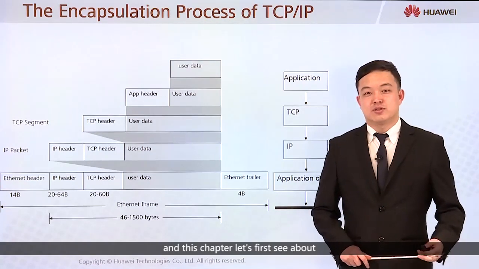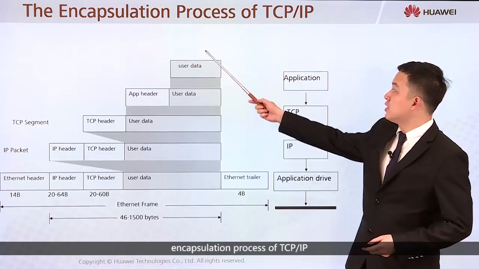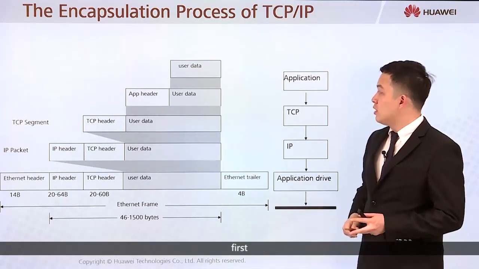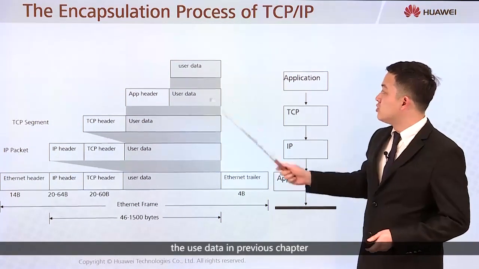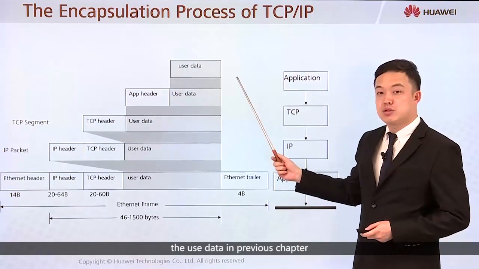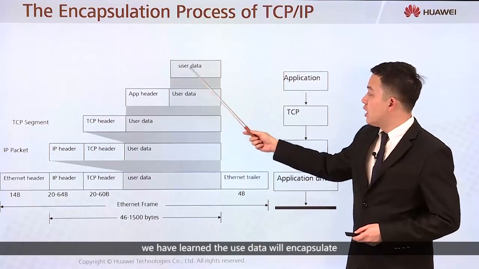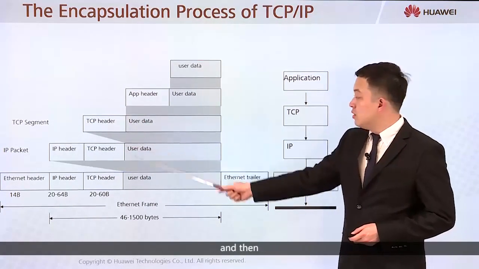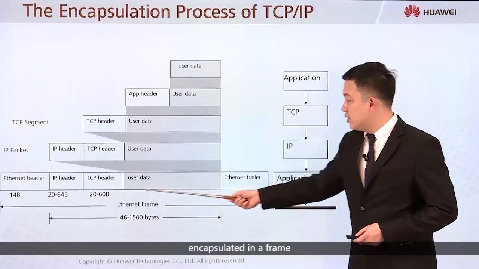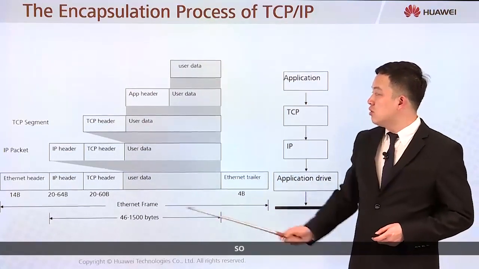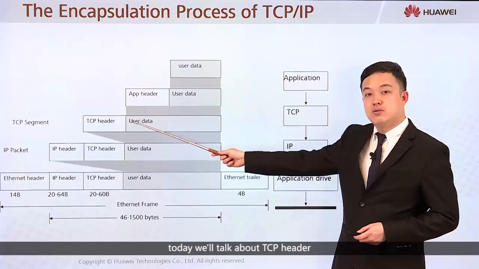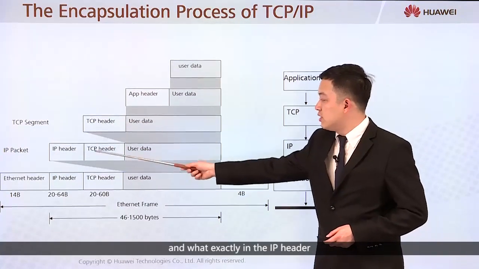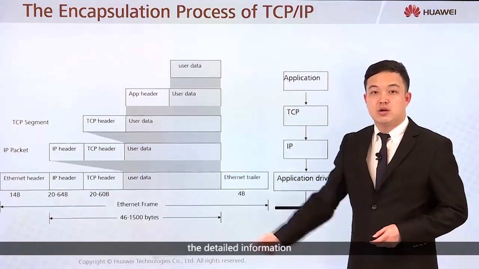This chapter, let's first see about the encapsulation process of TCP/IP. First, the user data. In the previous chapter, we learned the user data will be encapsulated in TCP and in IP, and then encapsulated in a frame. So today we will talk about the TCP header and what's exactly in the IP header, the detailed information.